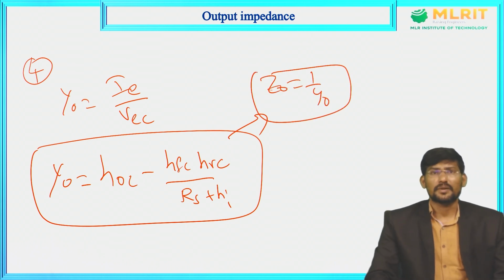This is the expression. And coming to the characteristics of the common collector amplifier, it will act as a current amplifier. It has high current gain, high input impedance, and the voltage gain is low. It is approximately equal to 1. Therefore, the common collector amplifier can be used as a current amplifier. It is not used as a voltage amplifier because the voltage gain is approximately unity.